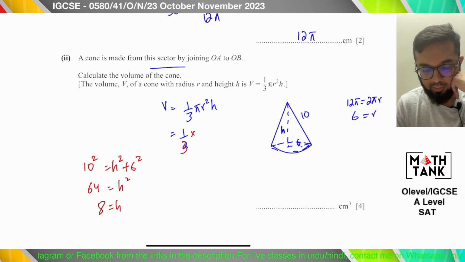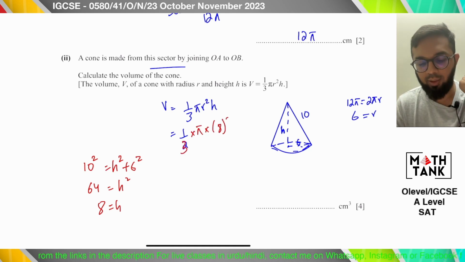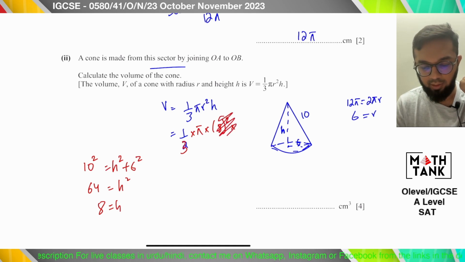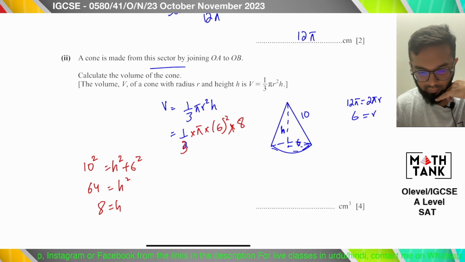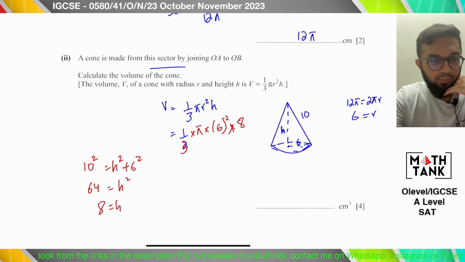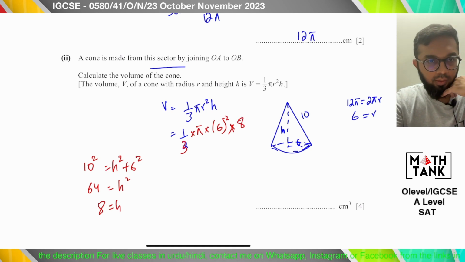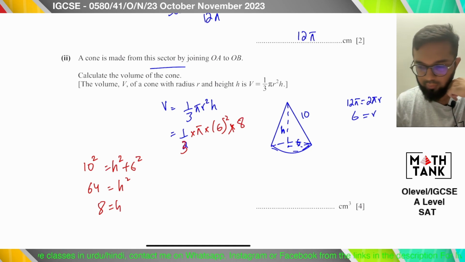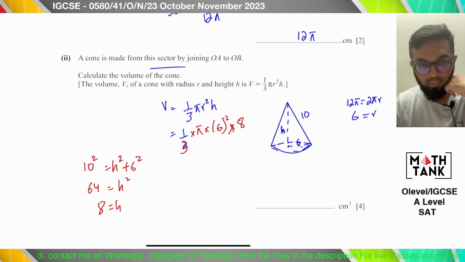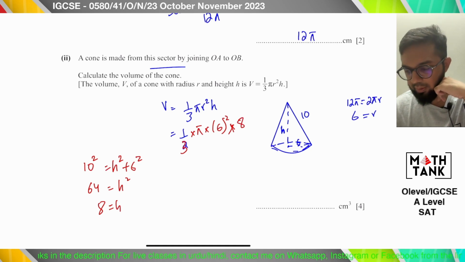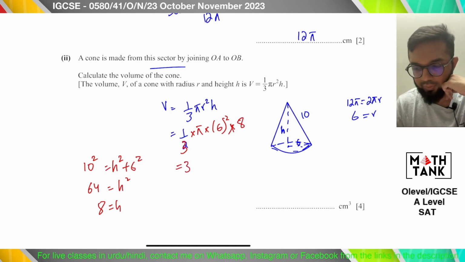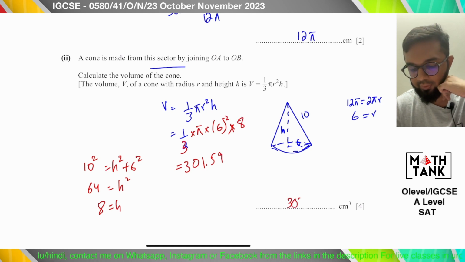So 1/3 pi 8 square, 6 square, and 8. I can give this answer in terms of pi, but I don't see in terms of pi in the answer script. So let's put that in numbers. 301.59, 302.